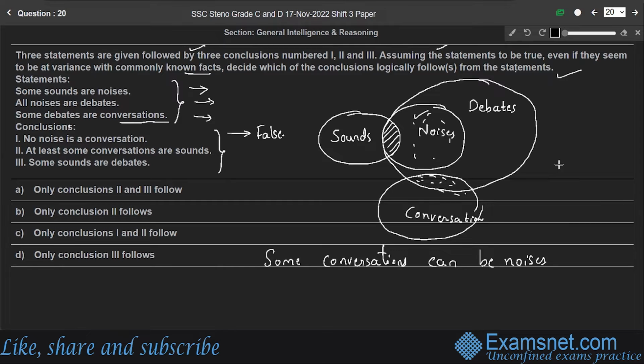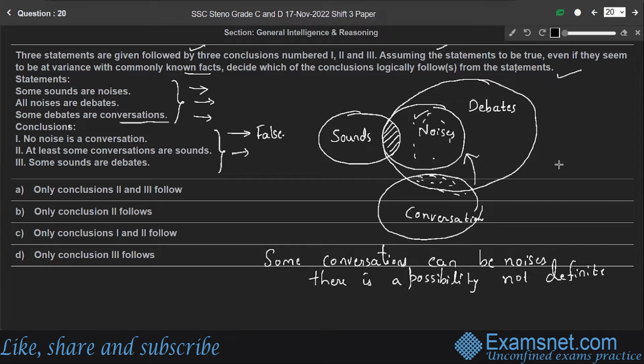According to second statement, right? So you can take set of conversations here also, right? So there is a possibility, not definite. Therefore, you cannot say directly that no noise is a conversation, right? There is a possibility. Therefore, first conclusion is false.